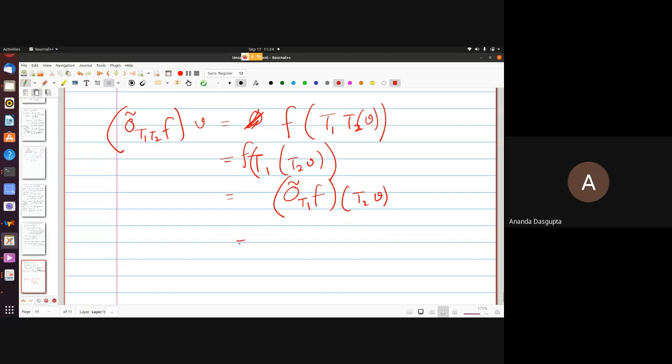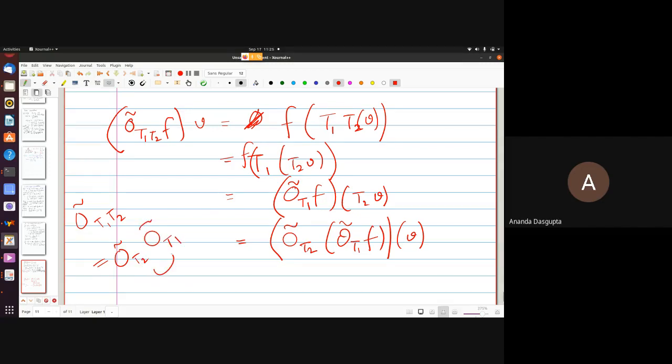So far so good. But that's nothing but O tilde T2 acting on O tilde T1 F, the new function, giving rise to another function which will act on V. But that means O tilde T1 T2 works out to be O tilde T2 O tilde T1. Wrong order. Not what we want. Okay?